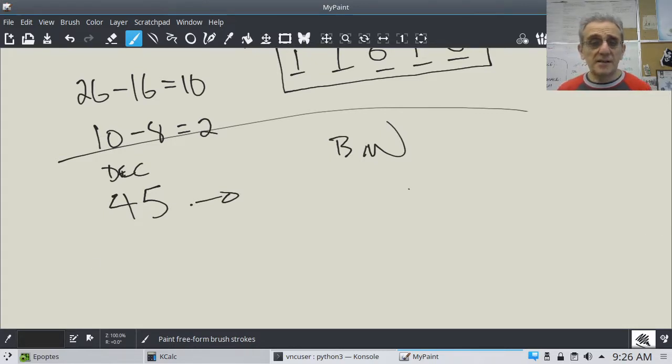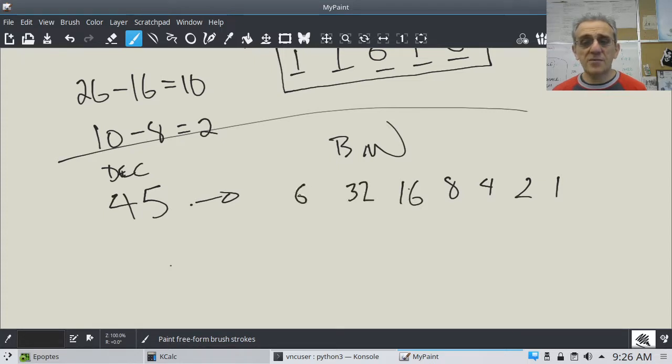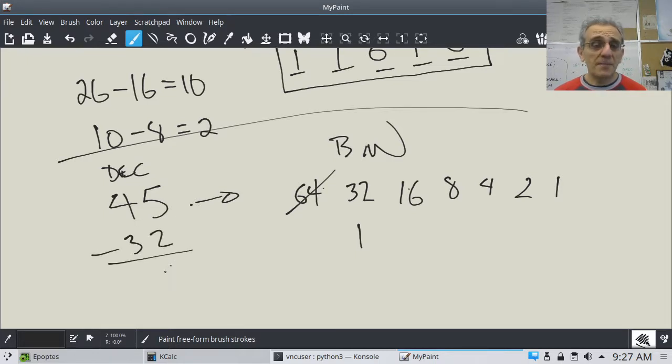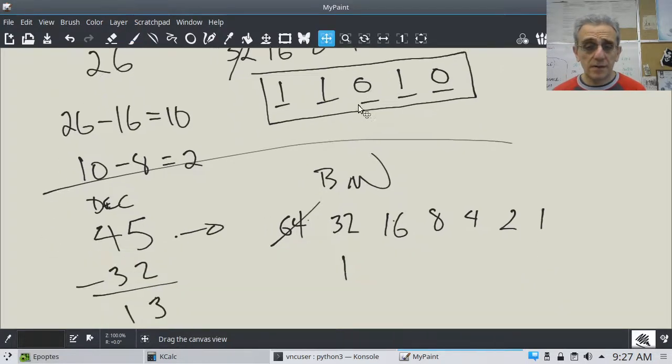Okay, so let's try this. We're on the number 45. Okay, so I'm going to start from 1, 2, 4, 8, 16, 32, and the next biggest one is 64. I just keep doubling. Now I can stop here because I know 64 is too big, so I don't want that one. But I do want 32. So I'm going to put a 1 here for the 32. And I'm going to say, okay. Now if I take away this, I'm going to end up with a 13.